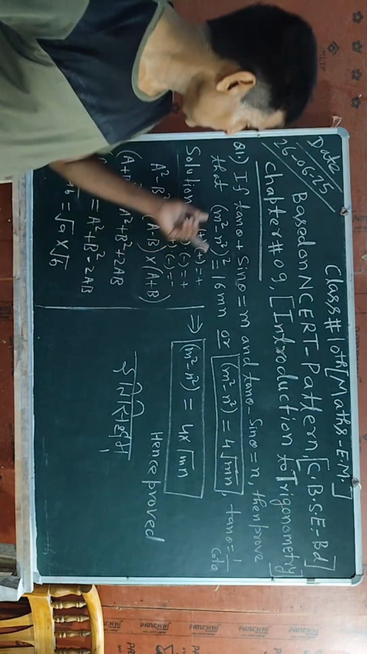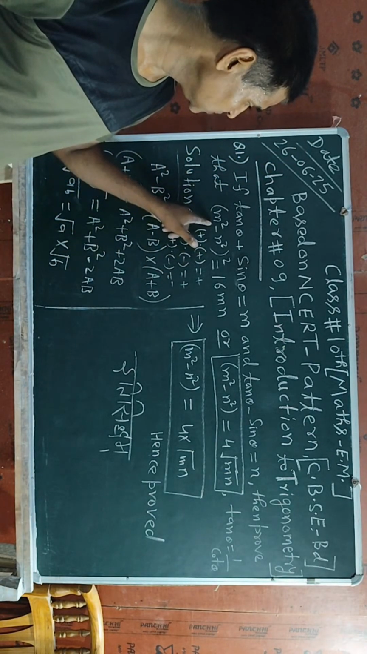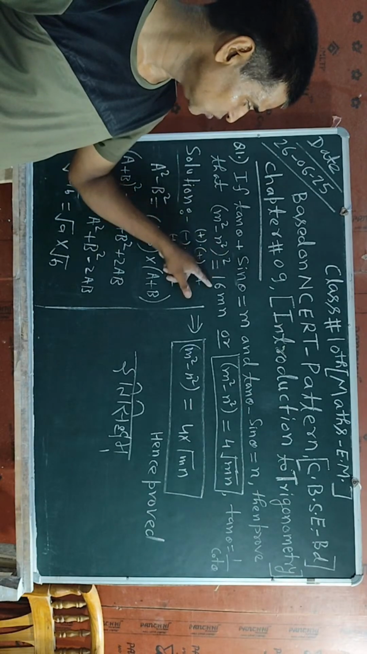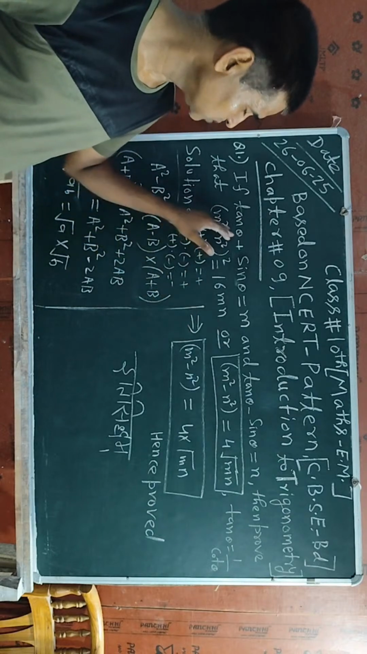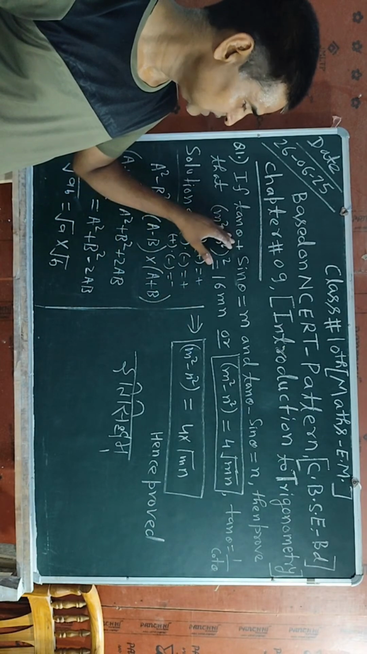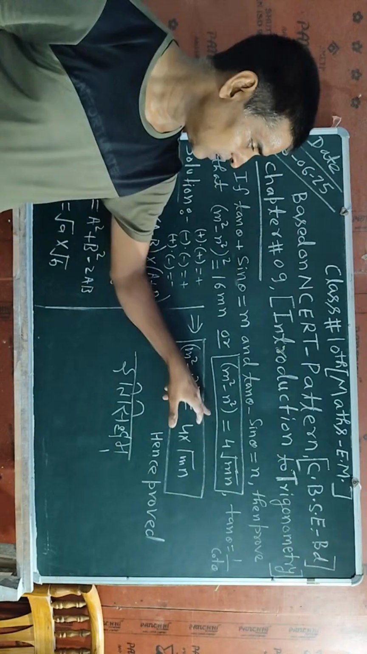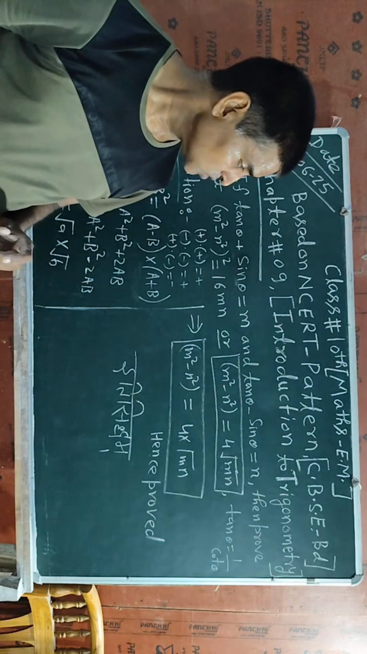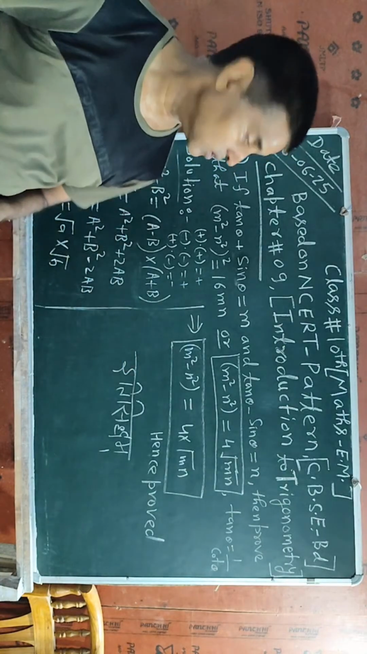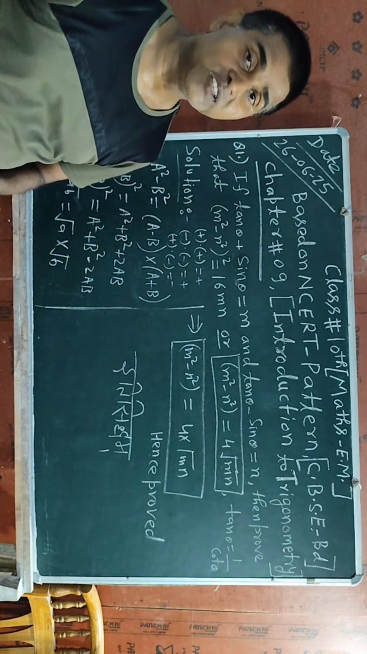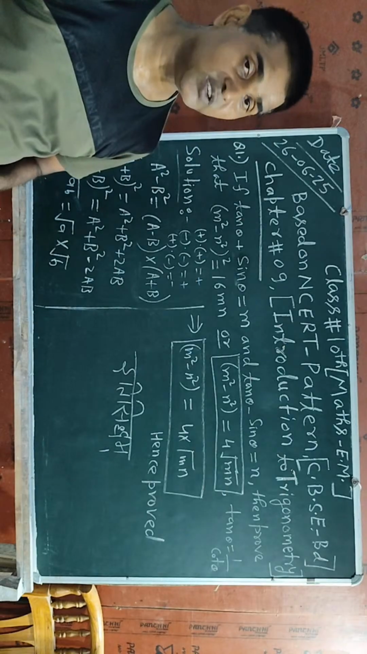So this is one solution, (m² − n²)² which is equal to 16m, and this is the second. So after simplification of this, I can get this value. Okay, so this is the way for getting the solution. Okay, student, so according to this way, the solution of this question has been done by me.